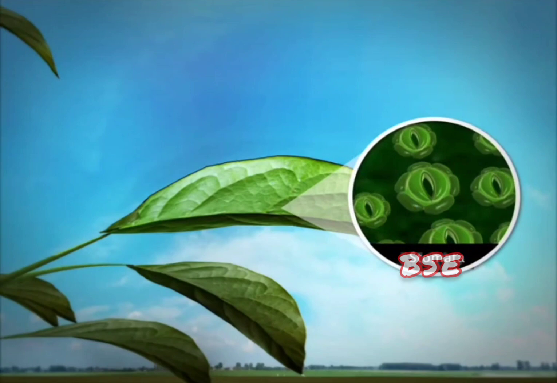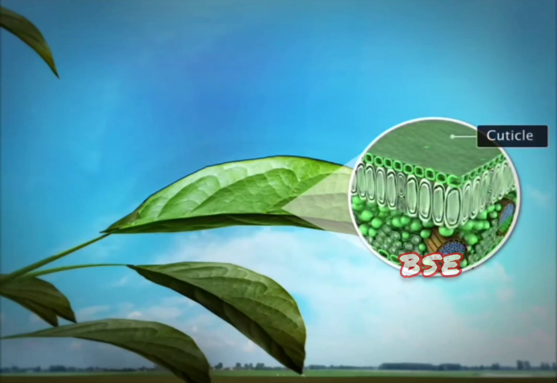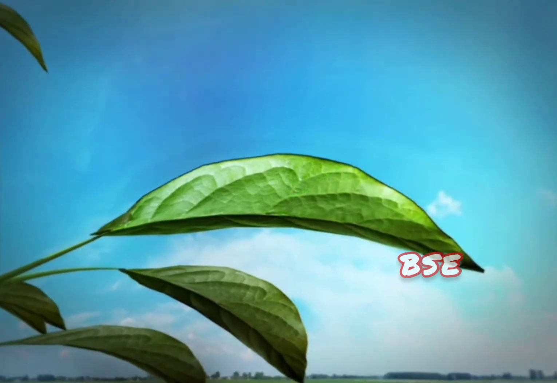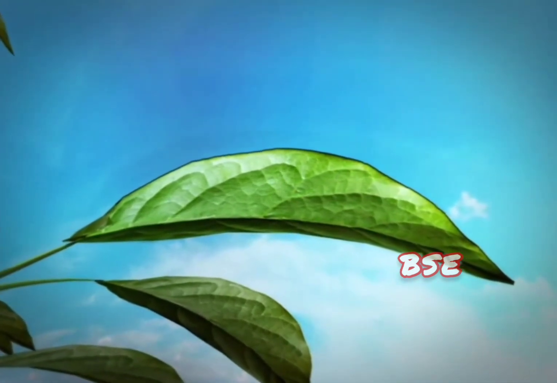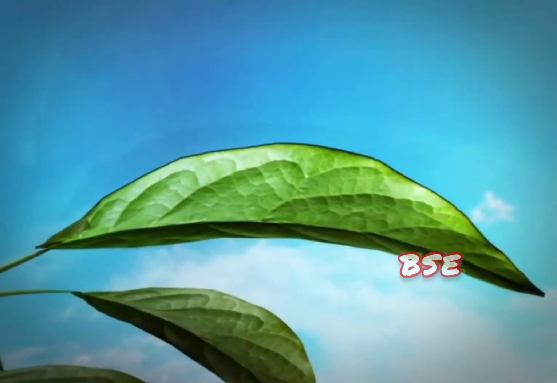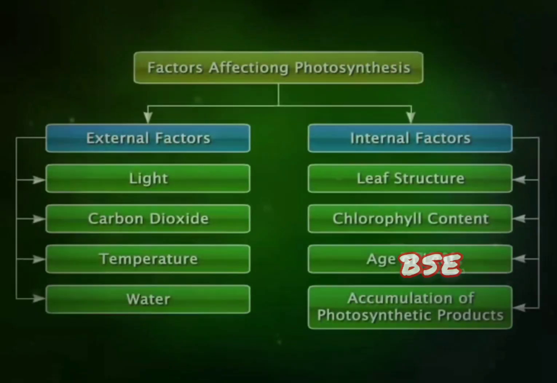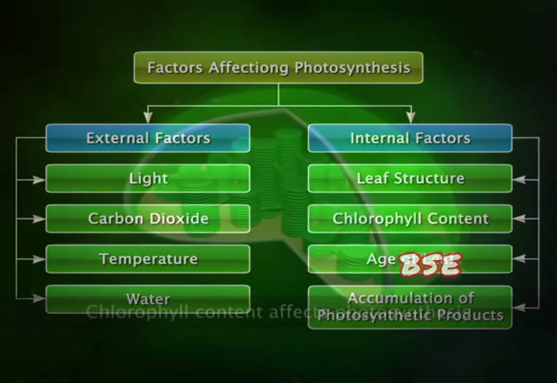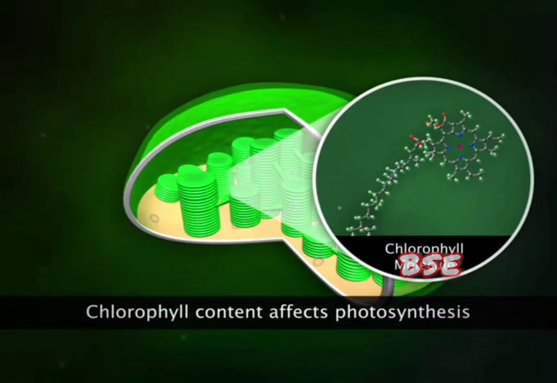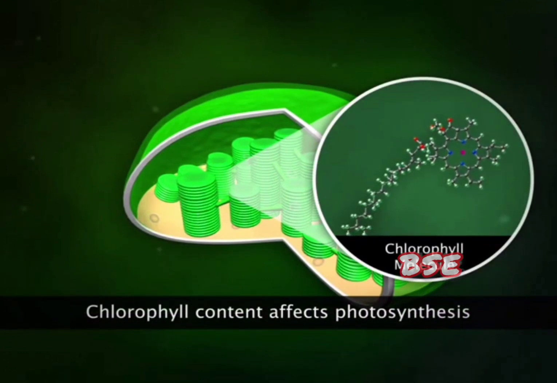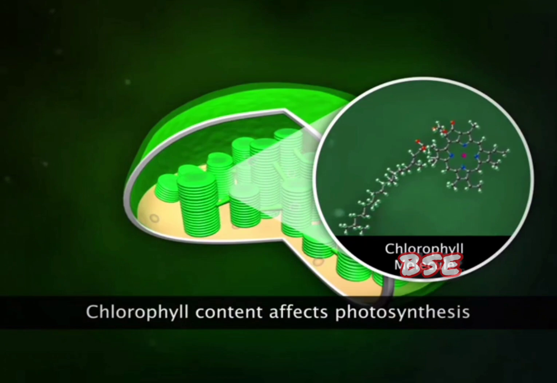The number and distribution of stomata, the thickness of the cuticle, and the surface area of the leaf influence the rate of photosynthesis because these are responsible for the exchange of gases and the transpiration of water. Chlorophyll, the light-trapping molecule of photosynthesis, is important. The amount of chlorophyll will affect the rate of photosynthesis.